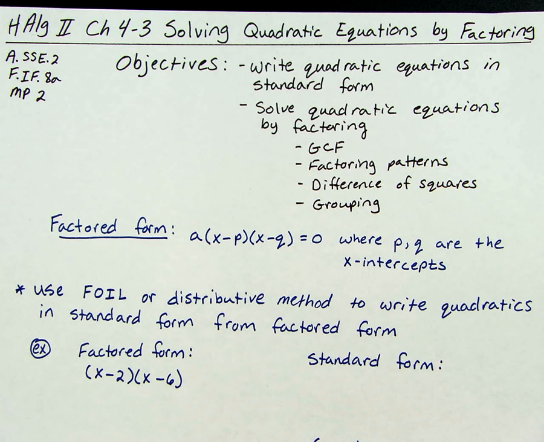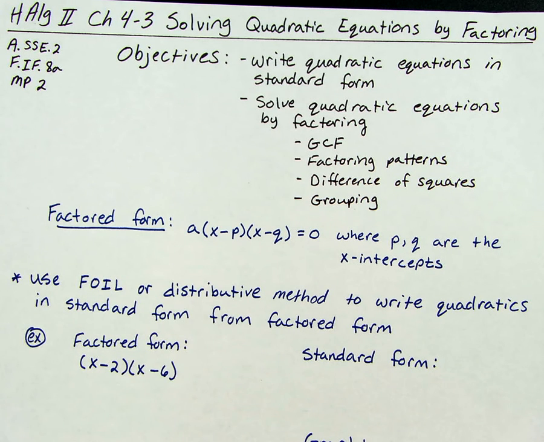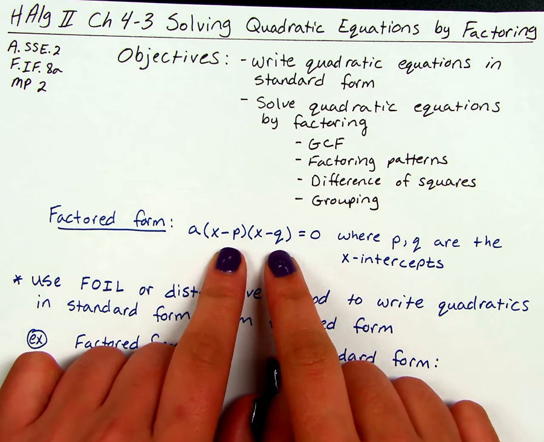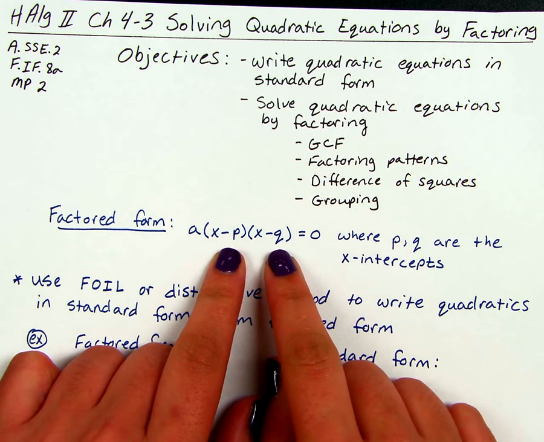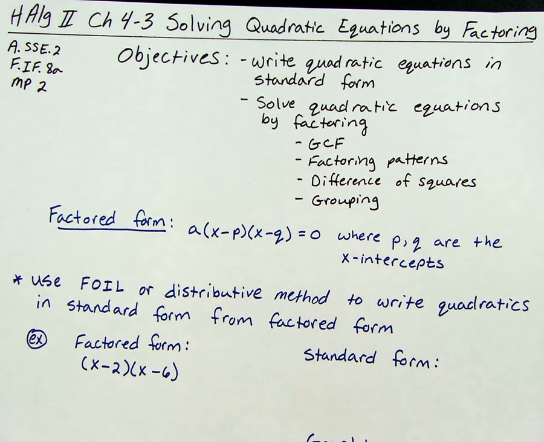To start with, we are adding another form to our quadratic equation, and that is factored form. Our a value hasn't changed, so we could have something out there, or it could be a 1. And then we have this p and q. The p and q are going to be the x-intercepts. We're going to use this idea later when we start solving, and we're also going to discuss how to find these.